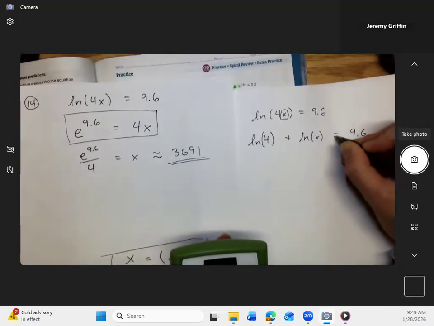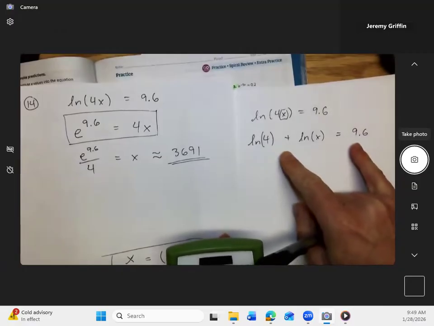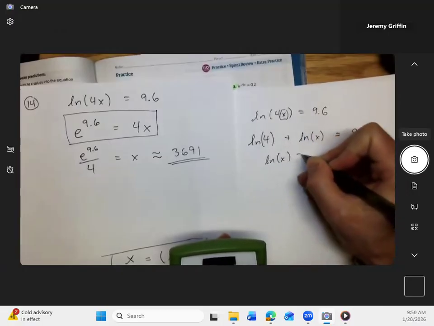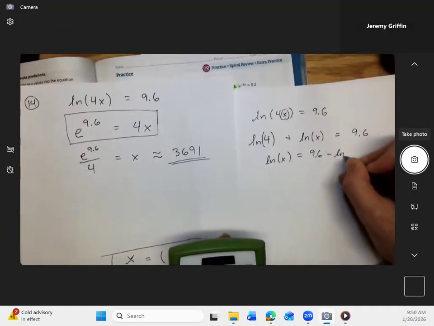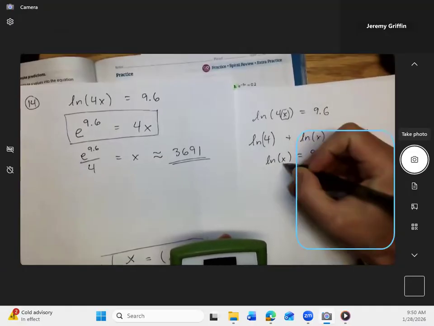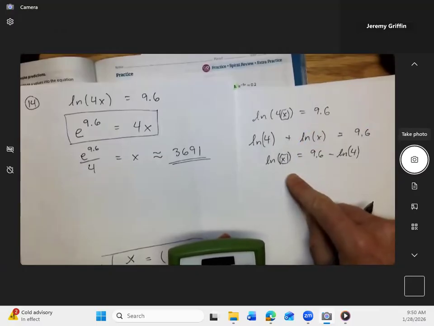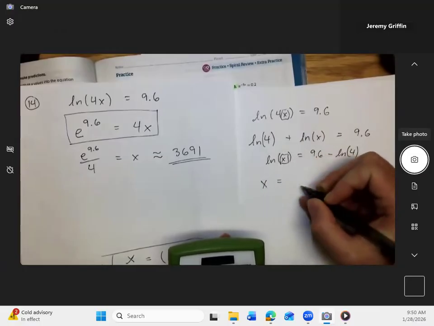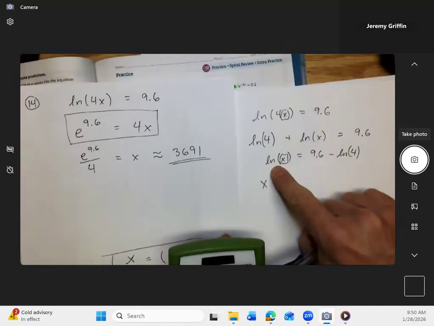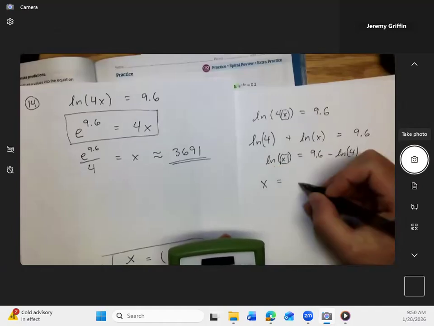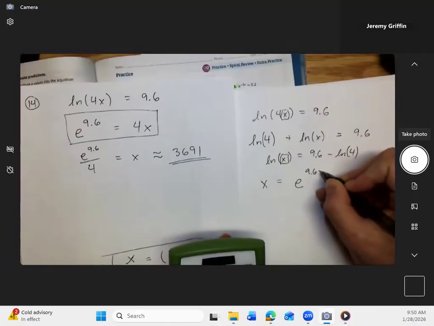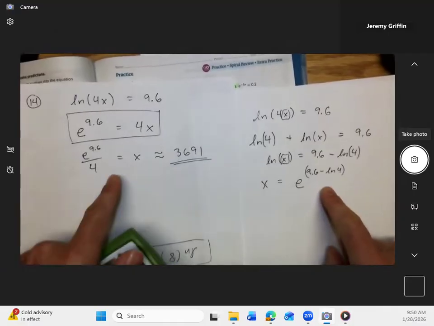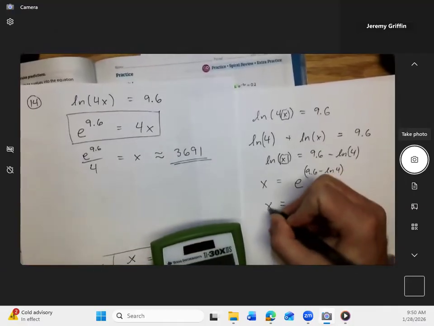That's 9.6. Okay. Guys, you could say that, right? And then could you subtract over natural log of 4? So natural log of x equals 9.6 minus natural log of 4. Okay. And then if you want to solve for x, how do you solve for x now? Figure it out. x equals, guys, what's this base right here? e. e to the 9.6 minus natural log 4. Is this really the same? Are we going to get the same number? That looks totally different. Let's find out.